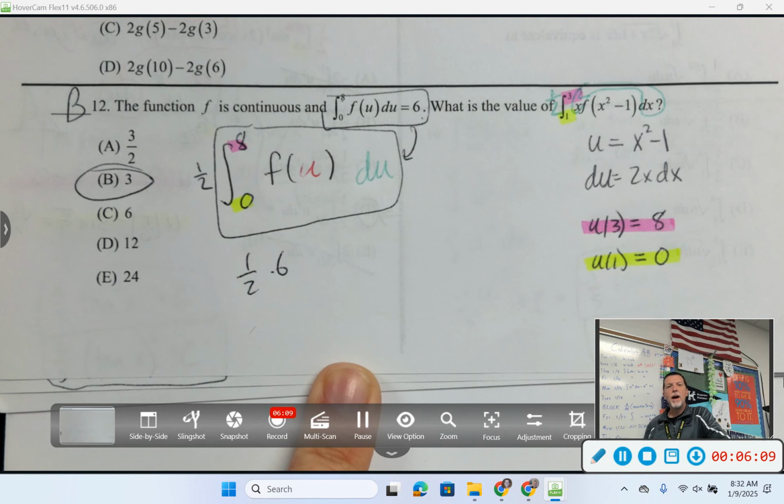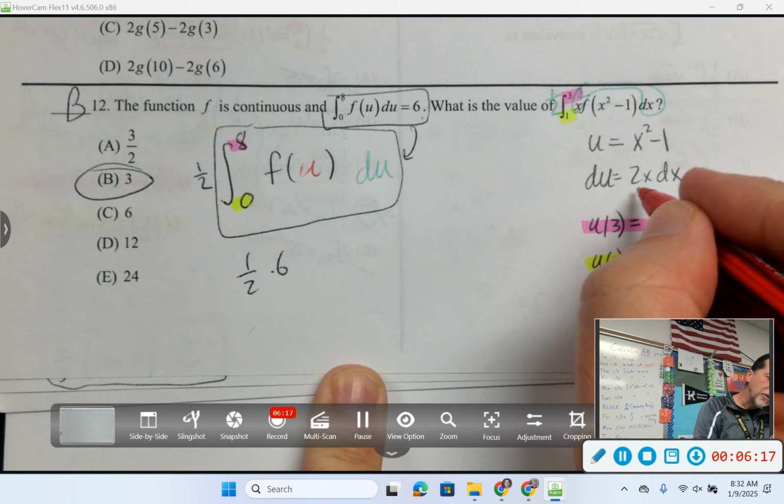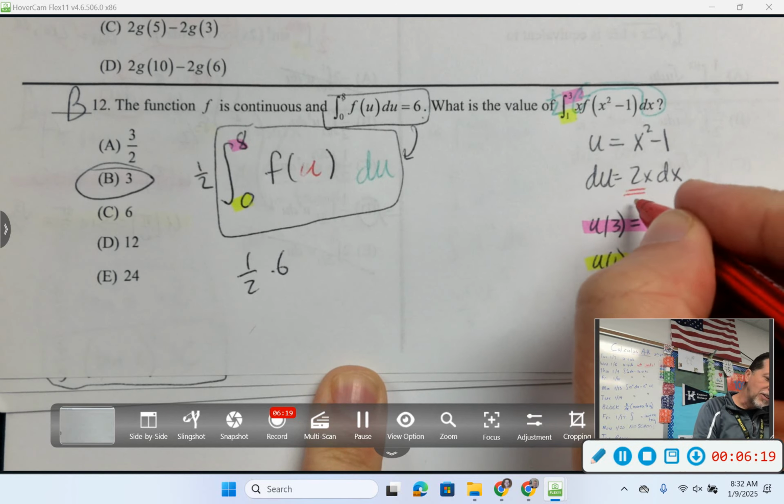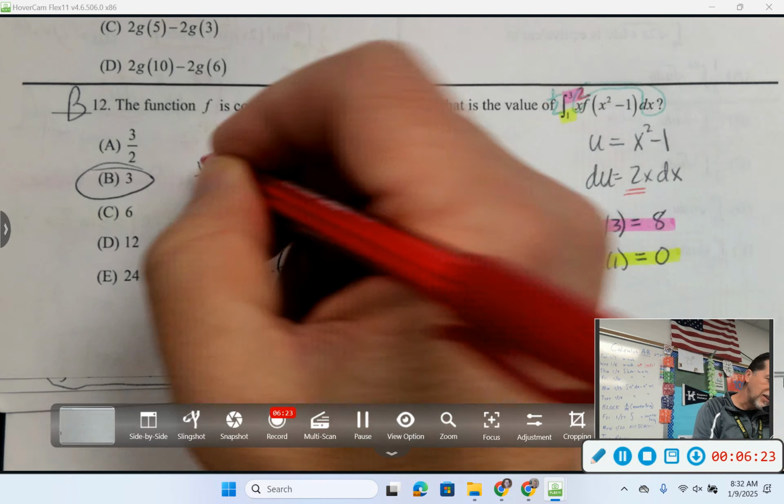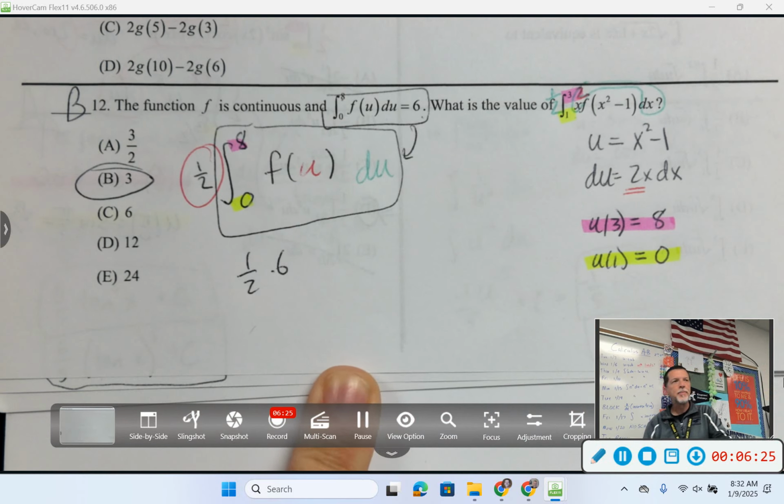So I bet that's an old AP test question. That was a U substitution trick, and the main thing it was testing is that you took du and you fixed that dx, you put that 2 on the inside and 1/2 on the outside.